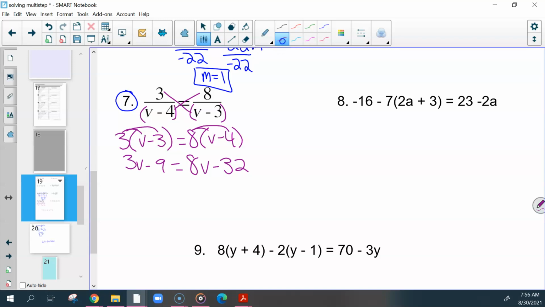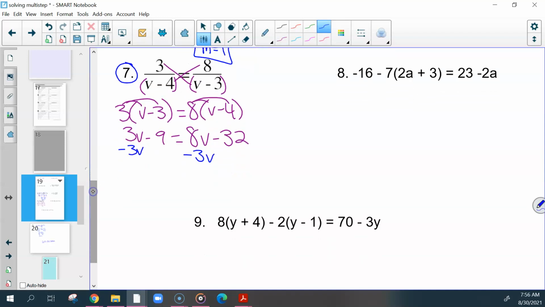If something you want to move, I'm going to do these again at the same time. I'm going to move 3v by subtracting to the right. As I move my variables to the right, I need to move my constants to the left. I'm going to add 32 to the left. The 3v's cancel. This is 20.